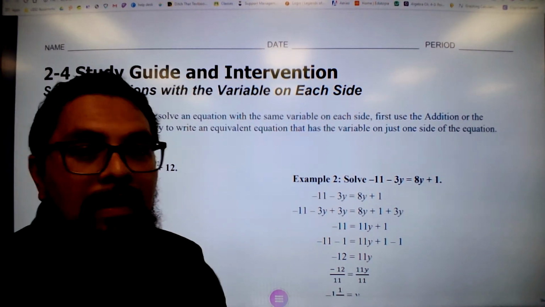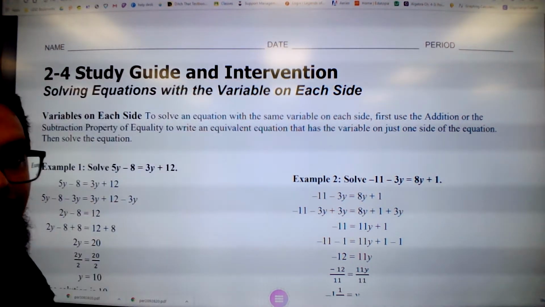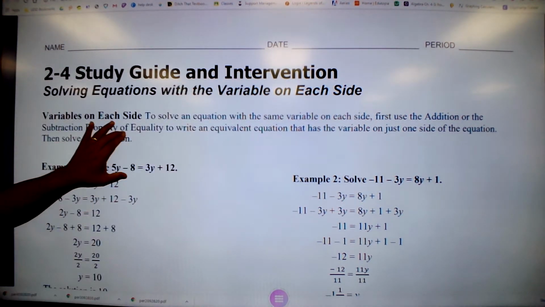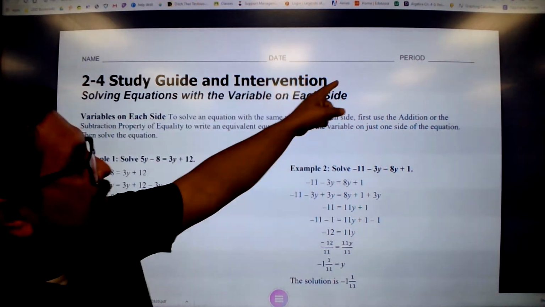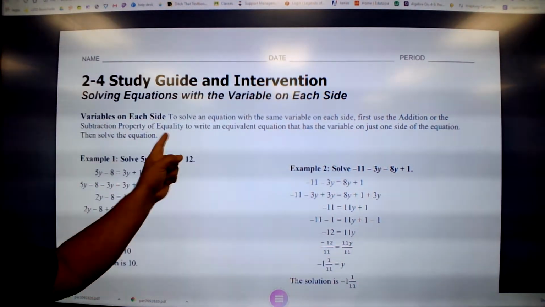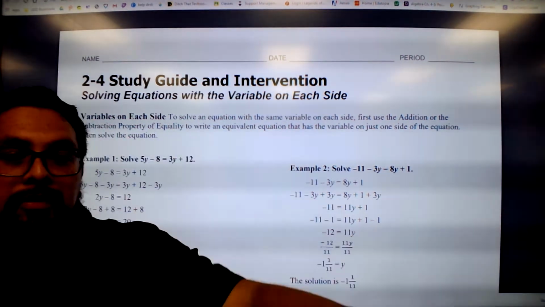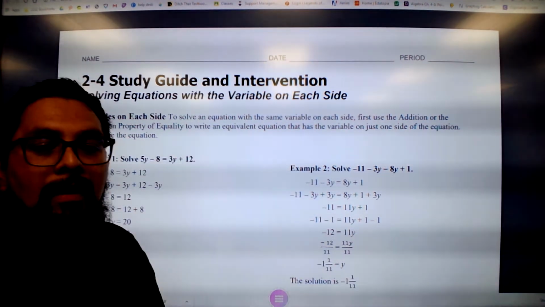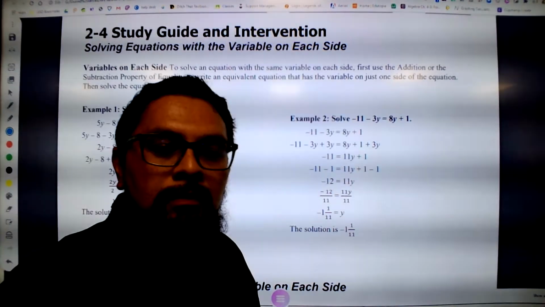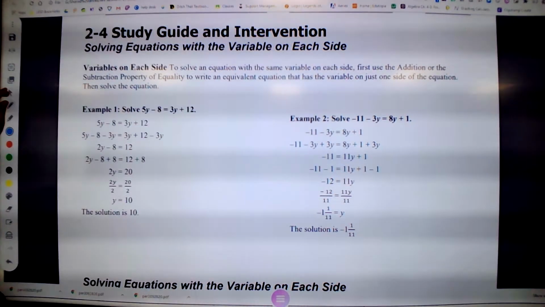So this is your study guide for it. Let's go ahead and do this one. Make sure your name, date, and period are on it. What I want you to do first is read this paragraph to yourself, and then come back. All right, guys, hopefully you read the paragraph.